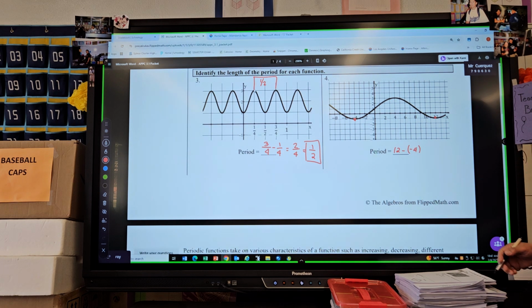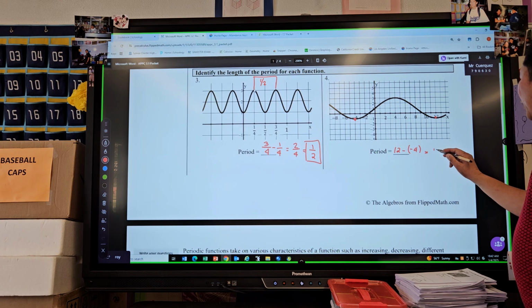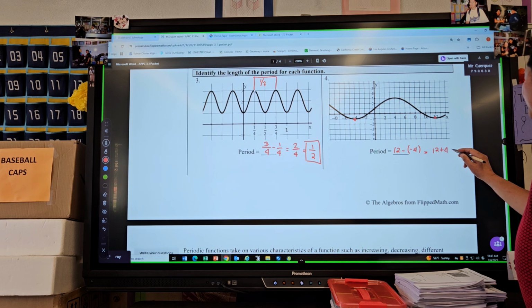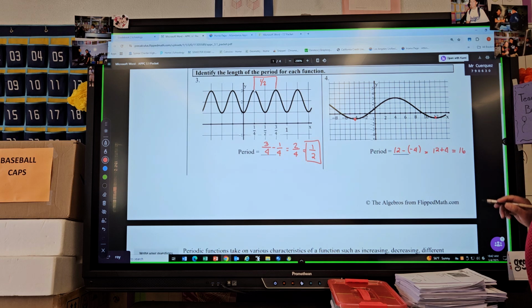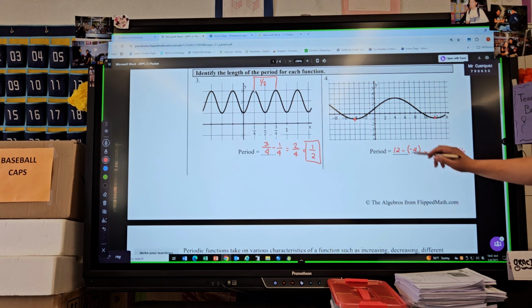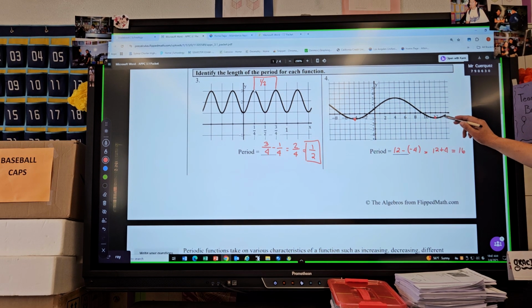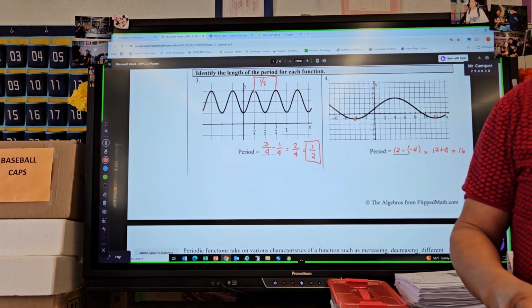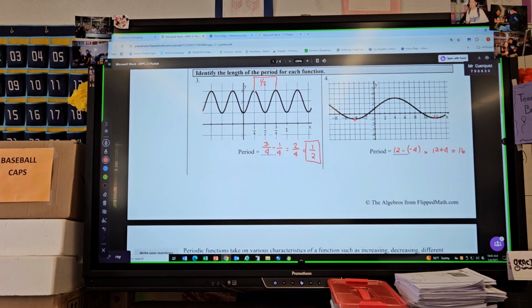So therefore we have 12 plus 4, which means the period is 16. So from -4 all the way to positive 12, the period is 16. Okay? Any questions? Okay, let's move on to the next one.